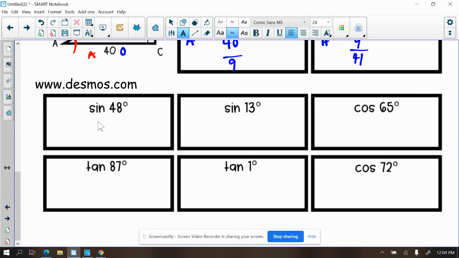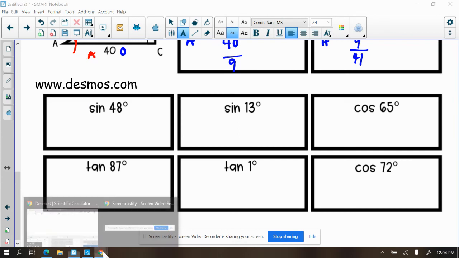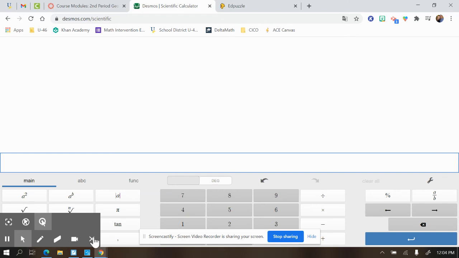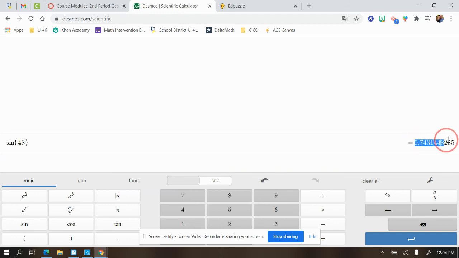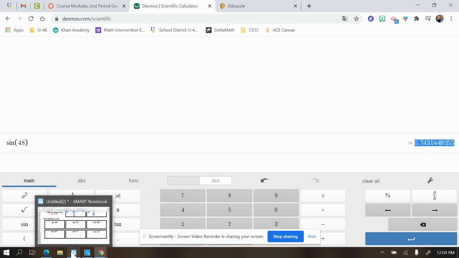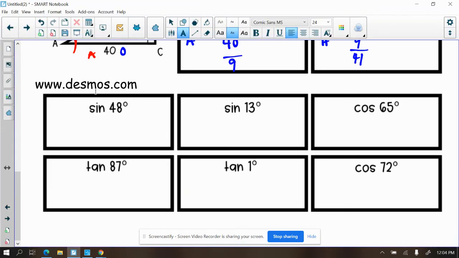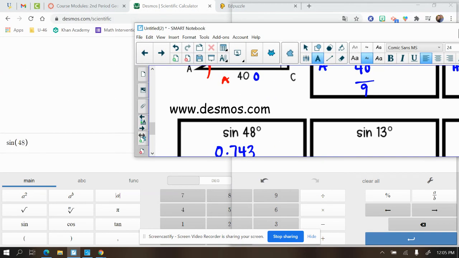So let's go back to our notes. The sine of 48 degrees. I'm going to type this in here: sine of 48 degrees. Here's my answer, and we can press enter if we want. 0.743. What I want you to do is round to 3 decimal places. So let's go back. I'm literally just going to write that in there, 0.743.